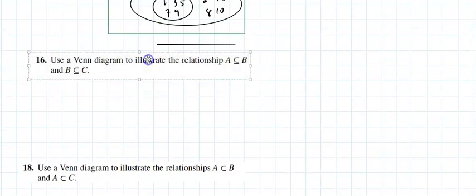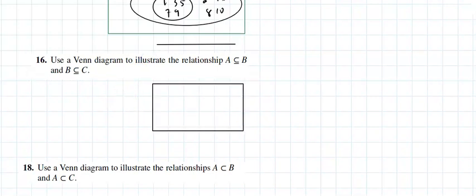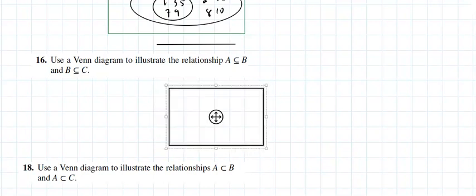We want to draw another Venn diagram. Let me see here what we need.